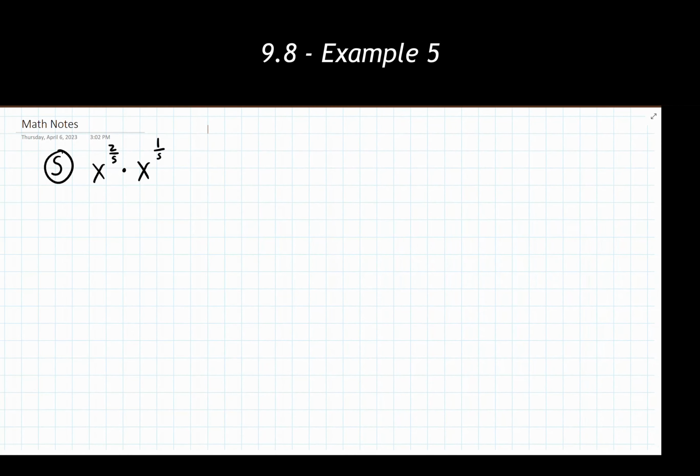With example 5, we start to see that our different rules and properties for exponents start to come into play, and we are going to have fractions showing up with those as well. So looking at this one, we're noticing that we have 2 bases that are the same and they are multiplying together. This tells me I'm going to be using the product rule. So if the bases are the same and multiplying, then that means the exponents are going to add together.